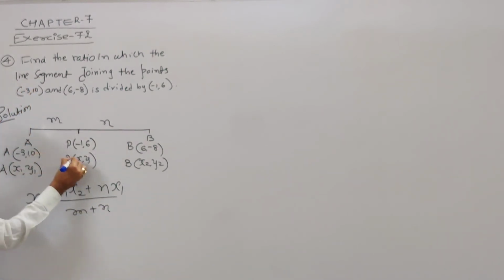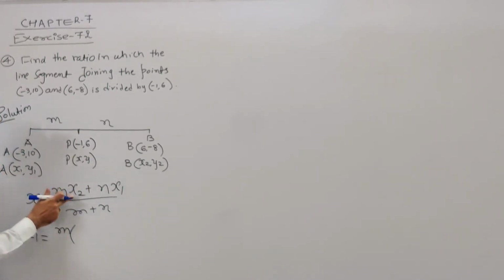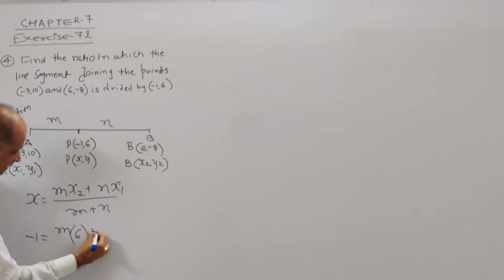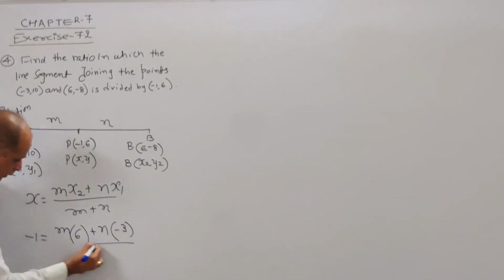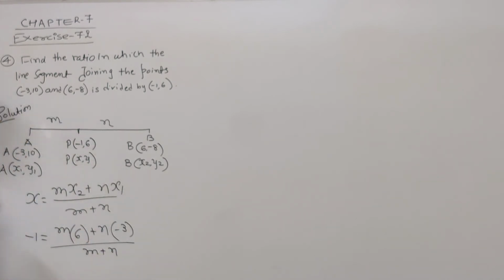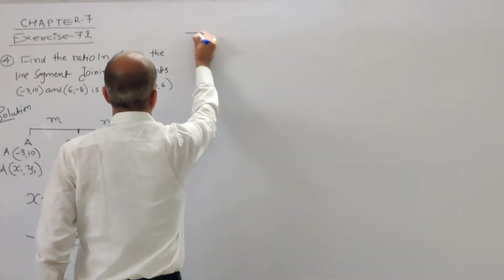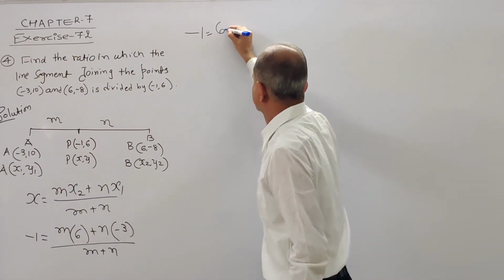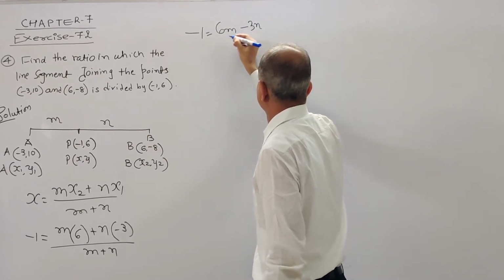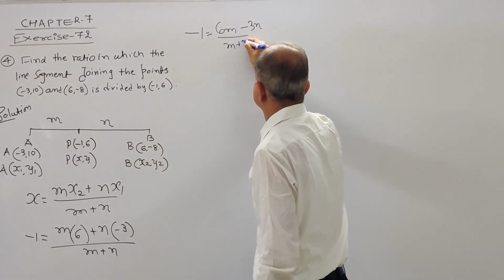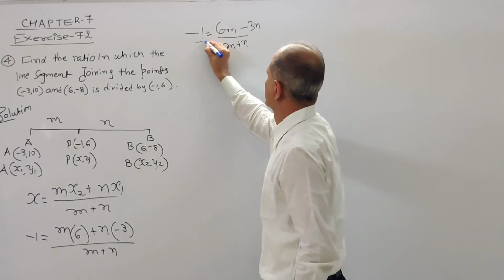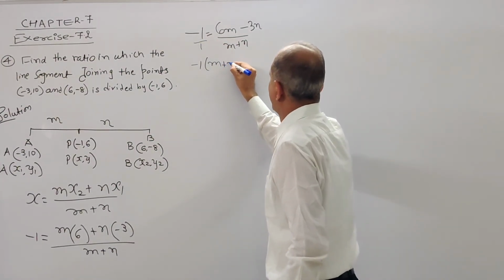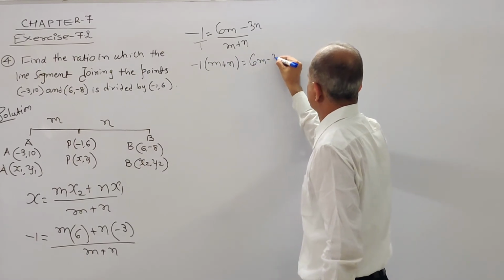So x means minus 1 is equal to m times x2 means 6, plus n times x1 means minus 3, upon m plus n. So minus 1 is equal to (6m minus 3n) upon (m plus n). Now we can cross multiply and find out the values of m and n. If you cross multiply, you get minus 1 into (m plus n) is equal to 6m minus 3n.